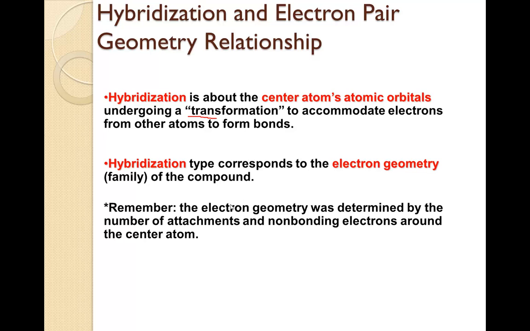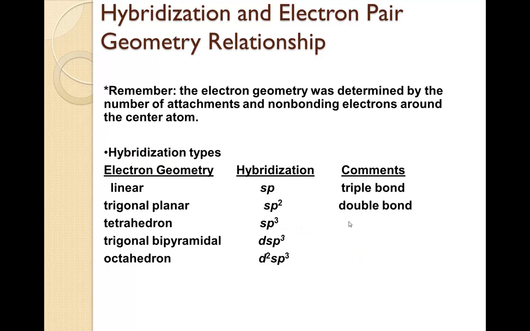So we're talking about tetrahedral or octahedral, stuff like that. Remember, the electron geometry was determined by the number of attachments and non-bonding electrons around the center atom. So the number of atoms that's attached, and the number of lone pairs, or non-bonding electrons. So when we're talking about the electron geometry, we're referring to linear, trigonal planar, tetrahedral, etc. And then the corresponding hybridization that goes with it.